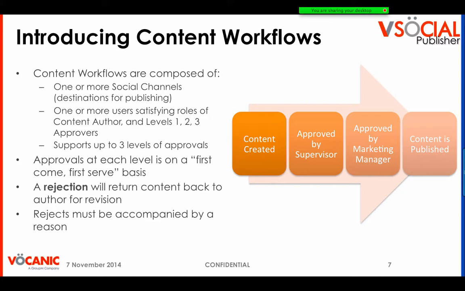Now, at each level of approvals, you're able to set 1 or more people to satisfy that role. And if you have, let's say, 2 or 3 individuals fulfilling the level 1 approver role, the system will only need 1 of those individuals to approve or reject the content. Okay, so it doesn't mean that all 3 users need to approve the content before it will then get pushed to the next level. Okay, a rejection at any step of the way will be sent back to the content authors for revisions.